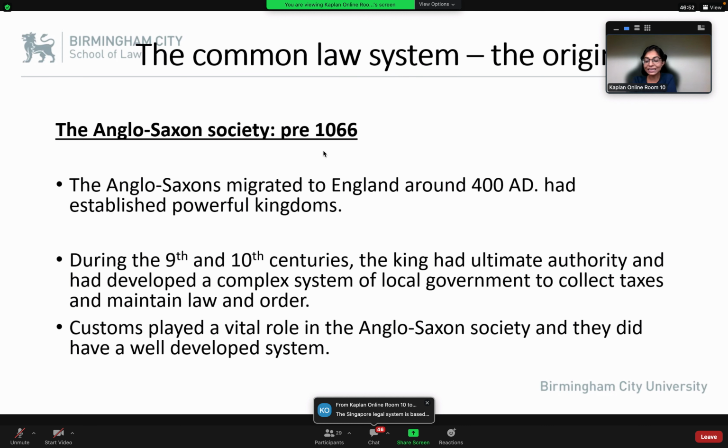Okay, so like I said earlier, England is the country which developed the system. But what is the name of the system? It is the common law system. Before I explain to you the features of the common law system, it's important for us to appreciate and understand the origin of the common law system. Let's go through that first.